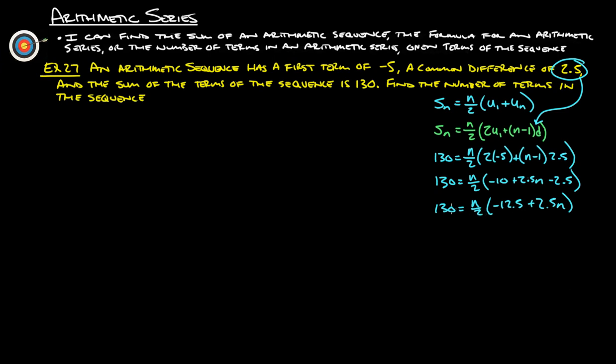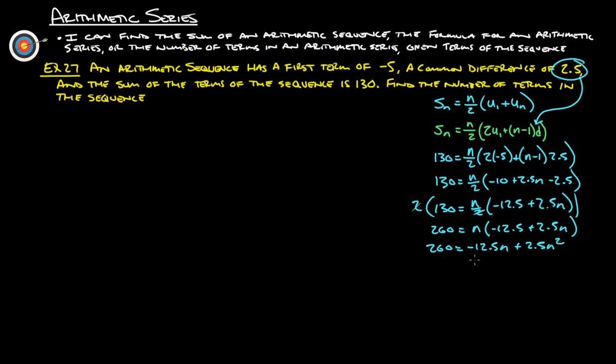Now, the thing that we want to do here is get rid of this 2 right here. So if we multiply both sides by 2, that'll get rid of that, right? So that's going to be 260 equals, this 2 and this 2 are going to cancel each other out, n times negative 12.5 plus 2.5n, right? So now we distribute that through. 260 is negative 12.5n plus 2.5n squared, right?